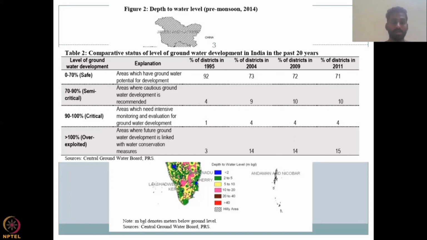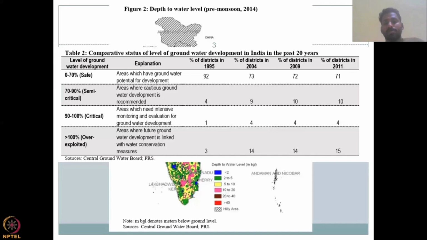If you look at 70 to 90%, which means almost 100%, almost total of the groundwater has been extracted, those are called semi-critical, and you have to be very cautious around it. You have to be very cautious in taking further water because you might easily slip into the 90 to 100%. So you have to be careful. A little bit of recommendation is given for further development, but very cautiously.